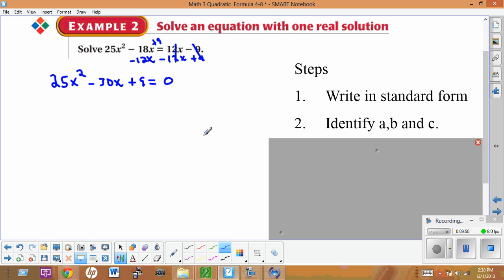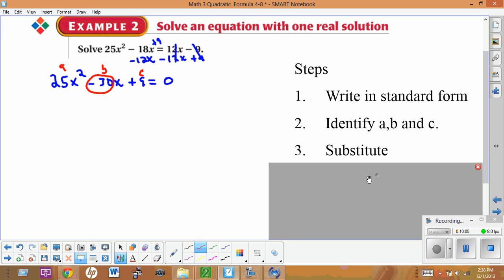In this case, my a is 25. My b is negative 30, and again, circle the negative. And my c is +9. Step number 3, let's substitute. So go ahead and write your equation down and substitute in and see what you get. When you're done, go ahead and start the video back up because you're probably going to need to pause it, and we'll continue on. So go ahead and pause the video, do your substitution, and turn the video back on.